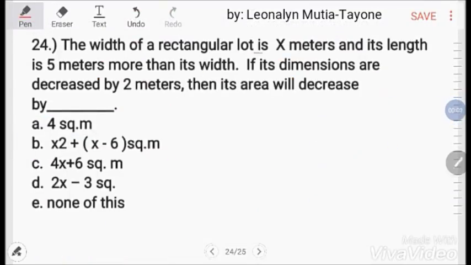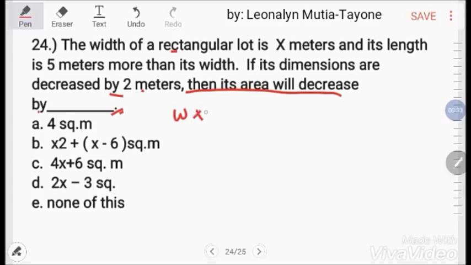24. The width of a rectangle lot is x meters and its length is 5 meters more than its width. If its dimensions are decreased by 2 meters, then its area will decrease by... So, bali, ibig sabihin nitong question na to, yung area ng unang rectangle at nung nag-decrease na, i-minus mo siya, yan yung answer. Pero first, kunin muna natin ang area ng rectangle na hindi pa nag-decrease ng 2 meters.